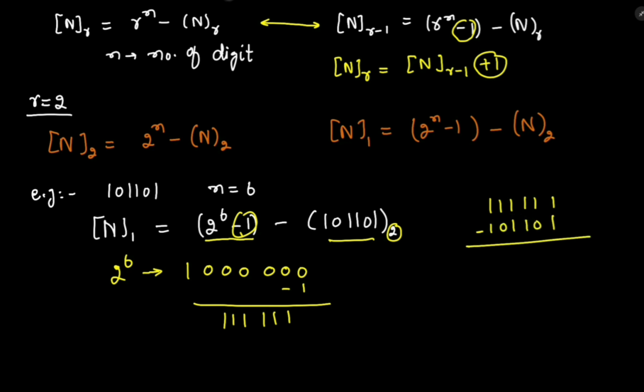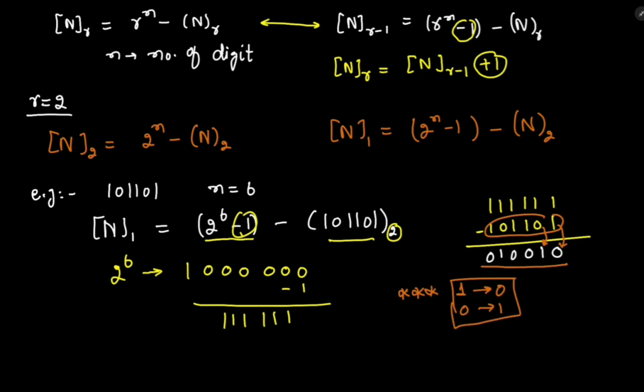So what we get here is 1 minus 1 is 0, 1 minus 0 is 1, 0, 0, 1, and 0. You can observe that the given number was this, and this is its 1's complement. It is like we have switched 1 to 0 and 0 to 1. So in a nutshell, we can conclude that the 1's complement of a binary number can be obtained by changing 1 to 0 and 0 to 1.